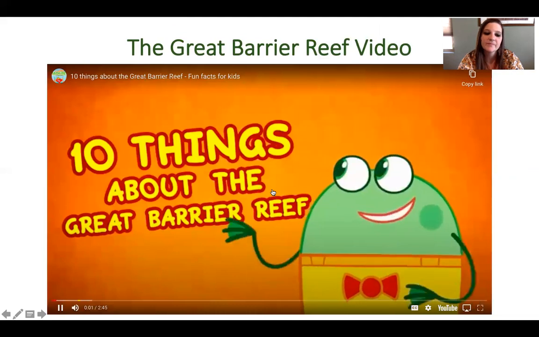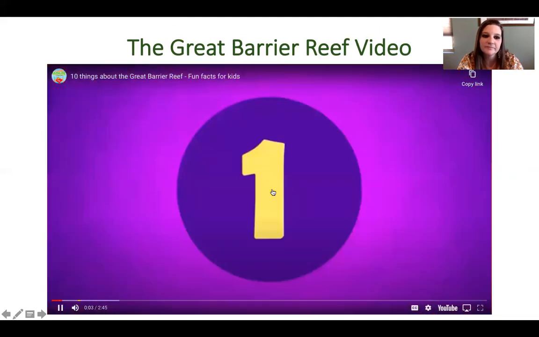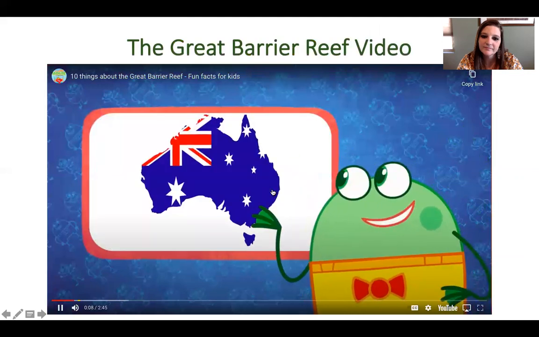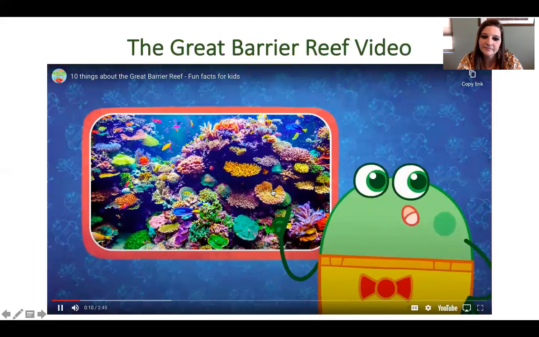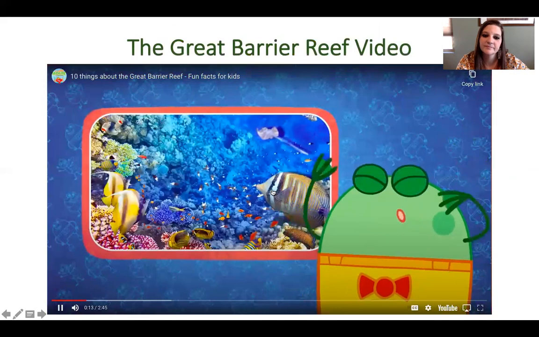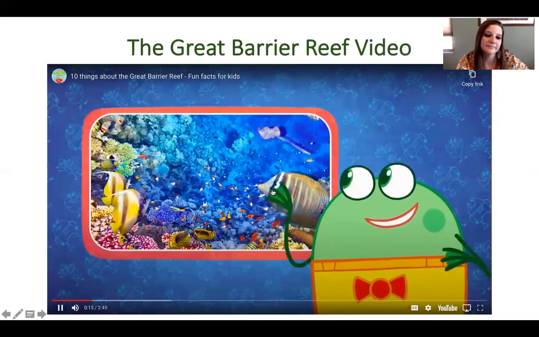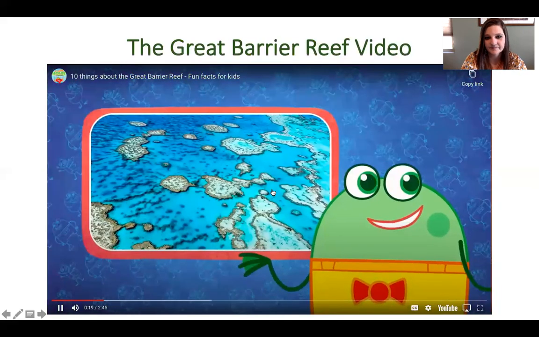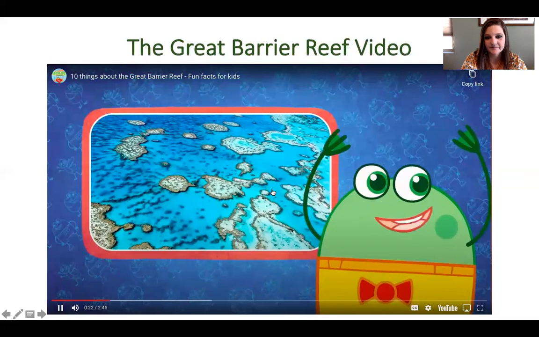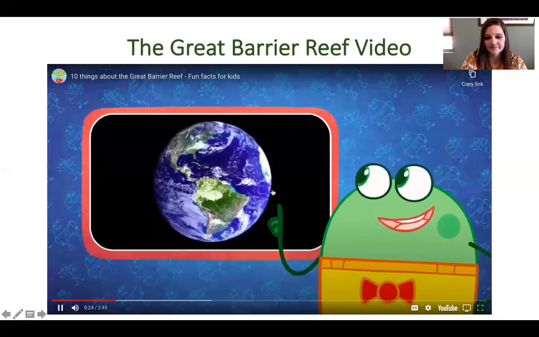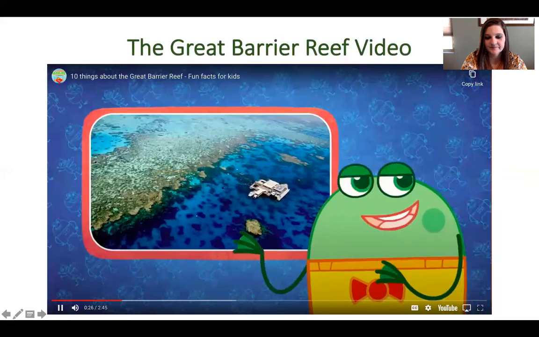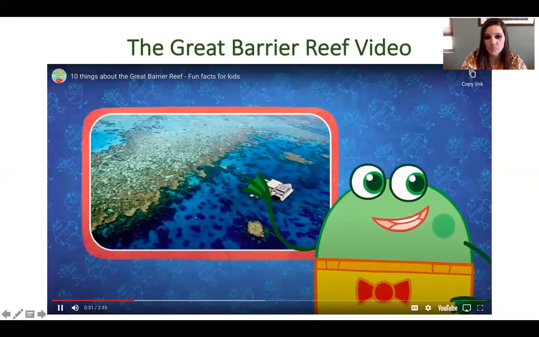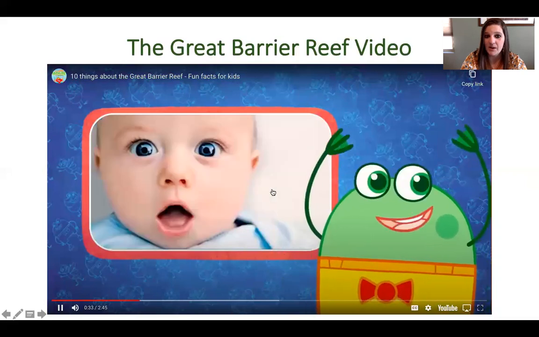10 things about the Great Barrier Reef. 1. The Great Barrier Reef is a gigantic coral reef in Australia. There are over 600 types of coral in the Great Barrier Reef, and thousands of fish and marine life call these reefs home. 2. The Great Barrier Reef is actually one huge living, breathing organism. It's the biggest living thing on Earth. The Great Barrier Reef is so big that you could even see it if you were floating in space or sitting on the moon. Whoa!